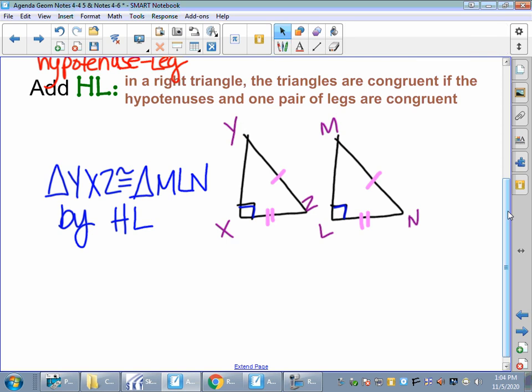So be watching carefully for the right angle. The right angle is your clue that you could potentially use this. It has to be the pair of hypotenuses and one pair of legs. If it is something else, it could be side, side, side or something like that. But watch for this one. So add this to your list of 4. In these couple of sections, we've got 5 different reasons that we can say triangles are congruent. We don't have to list everything. We can just say it's because of HL, or side angle side, or whatever it might be. So just a little add-on to sections 4.4 and 4.5. Thanks, guys.